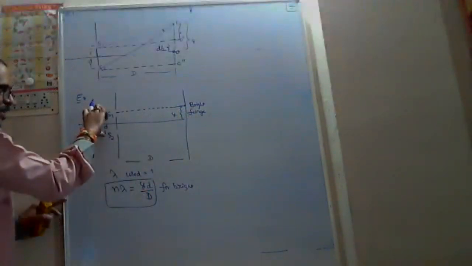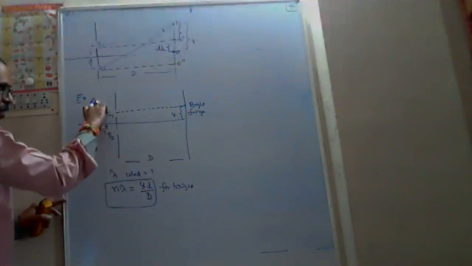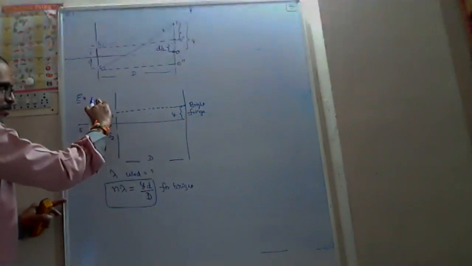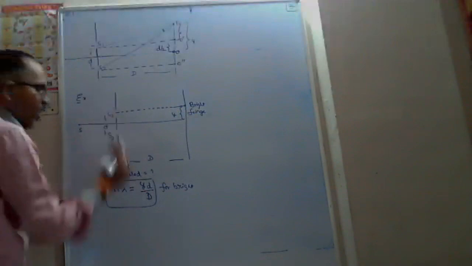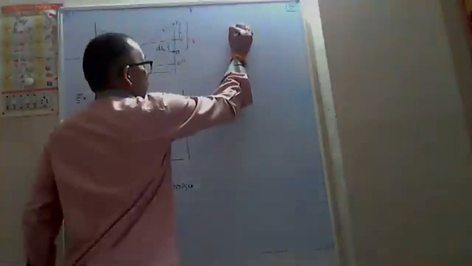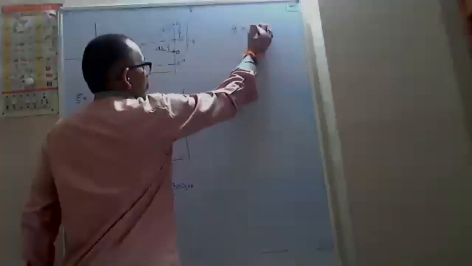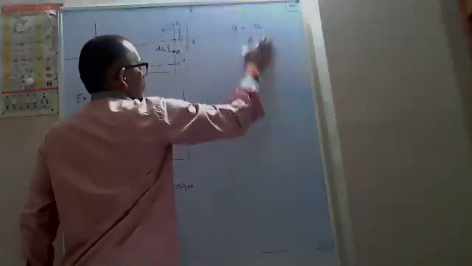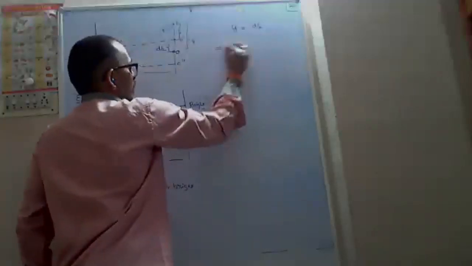Keeping this whole thing as d, then what is this part? D by 2, sir. That idea you have to get. So here you are saying that exactly in front of one of the slits means y is equal to d by 2, sir. Therefore, you are starting your problem.